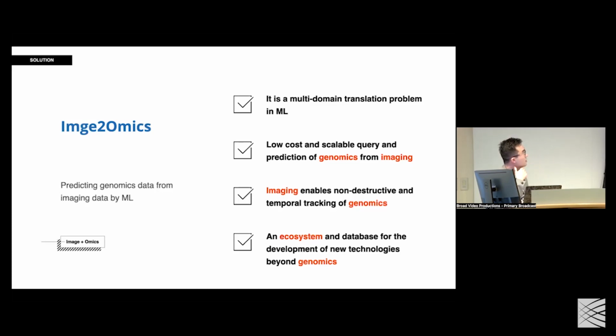With this, we will be able to do very low-cost and scalable mapping of genomics information in tissues and humans. And with imaging, it will also allow us to track the time information in in vitro and in vivo settings. And I hope that this could be an ecosystem and a database for the development of new ML technologies and also genomics tools.